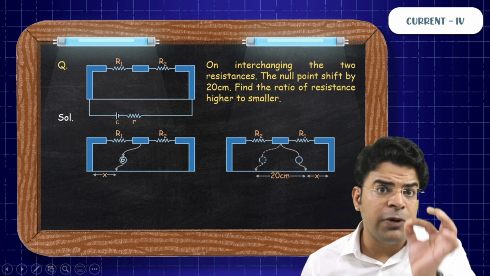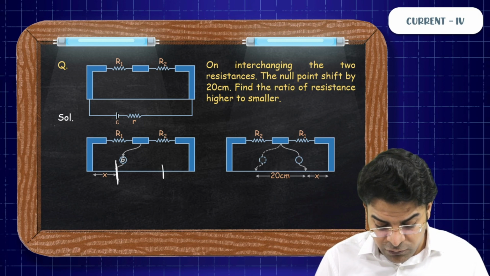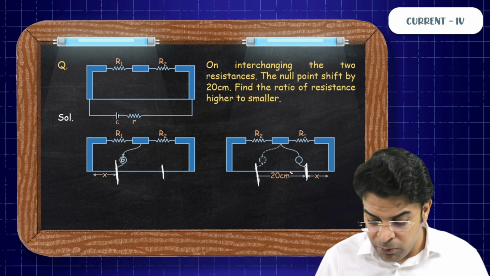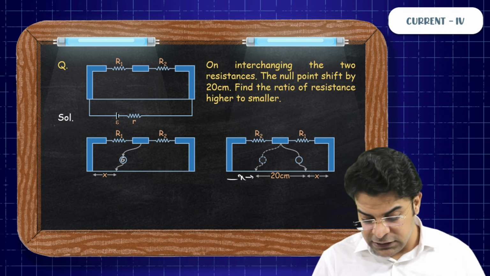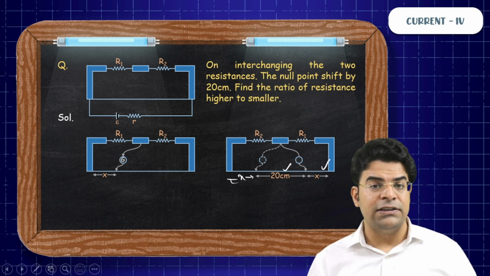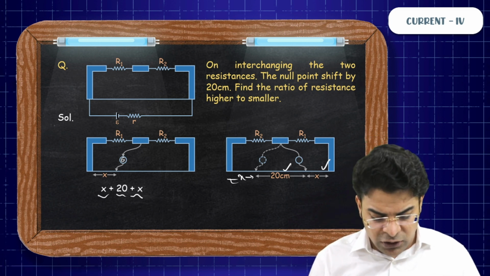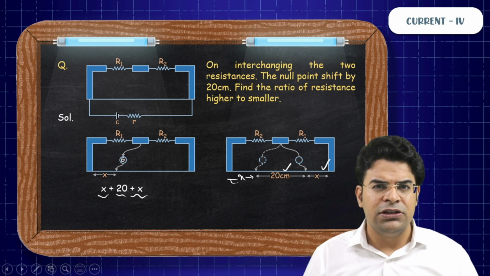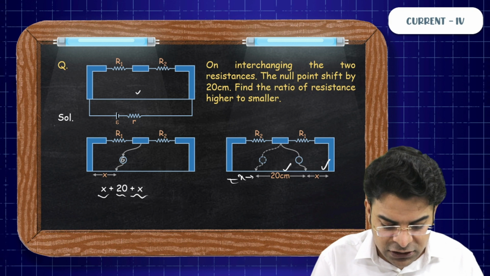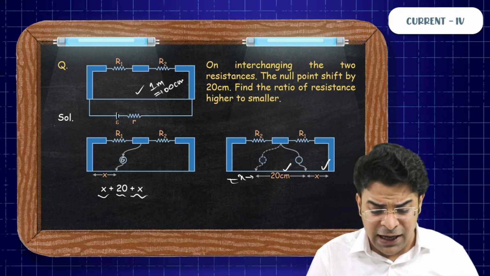And as per the problem statement, they have told me that the null point shifts from old to new by a distance of 20 centimeter. So this distance is x, this distance is 20, this distance is x. You can find out the value of x. How? You will say that x plus 20 plus x equals 100 centimeter. Sir, why are you saying 100 centimeter? Because this wire has got length of 1 meter and 1 meter is same as 100 centimeter. That's why I am saying 100 centimeter.